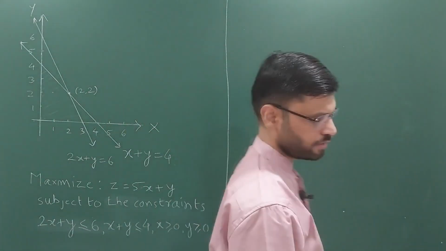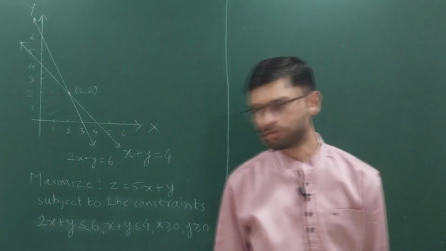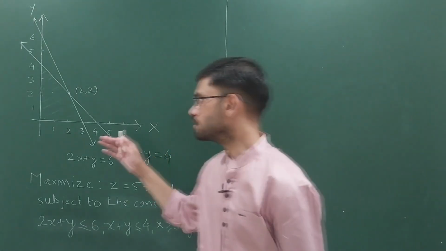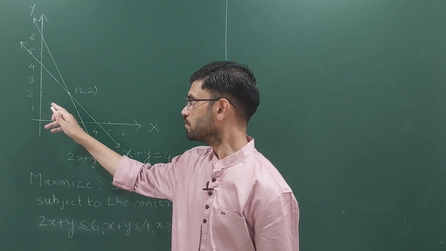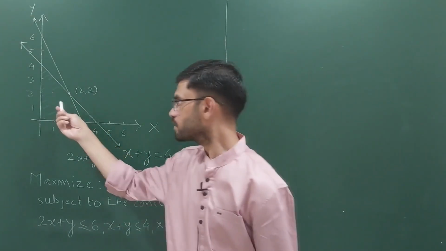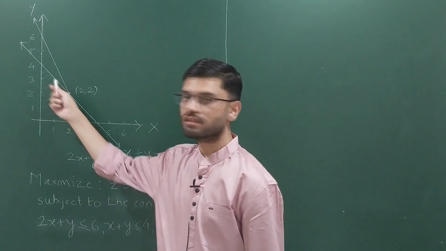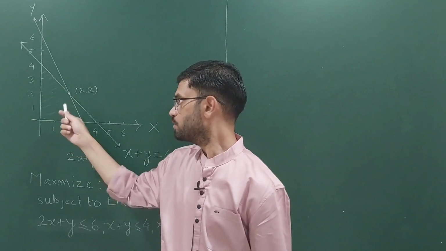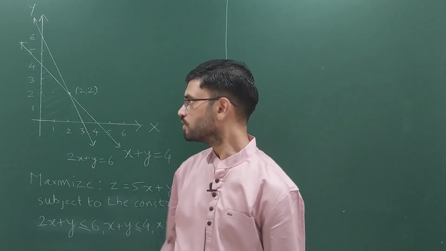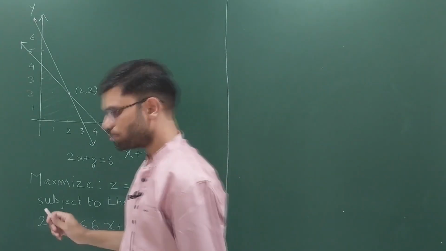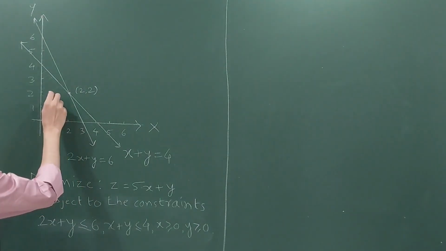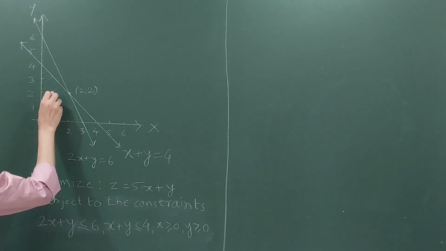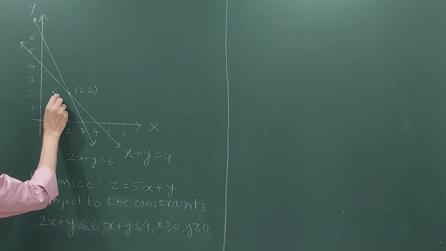Fine. So how are we going to prove this? Why does the maximum never occur at a point that lies in the interior of this feasible region? That is what we shall prove first. So let us take a point that lies in the interior of this feasible region. Let's take this point 2, 1. Sorry, 1, 2.